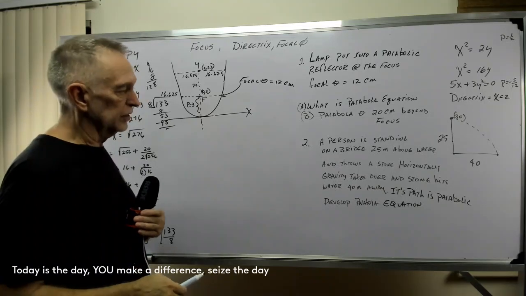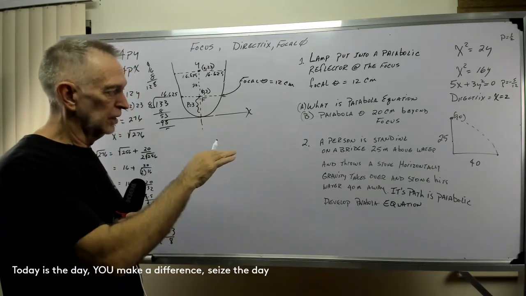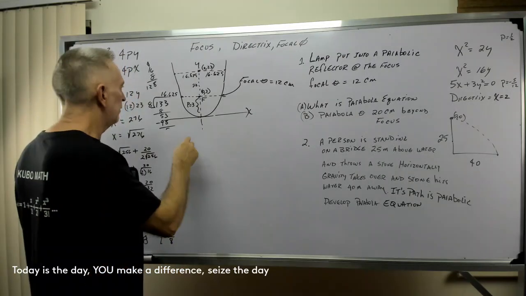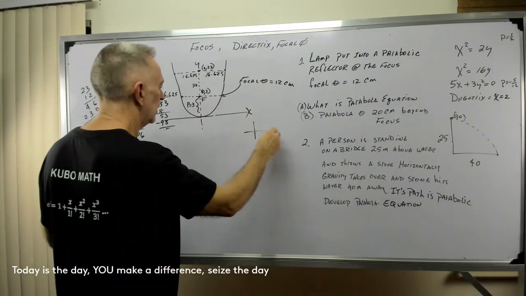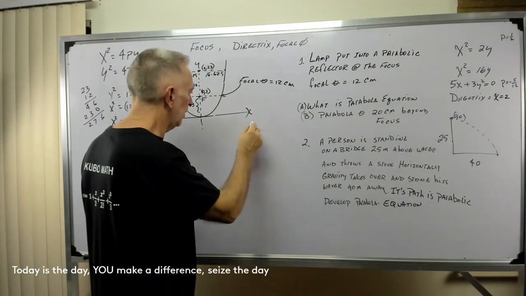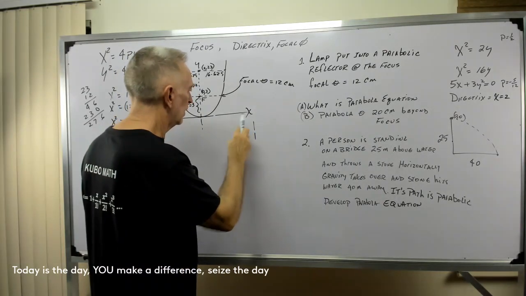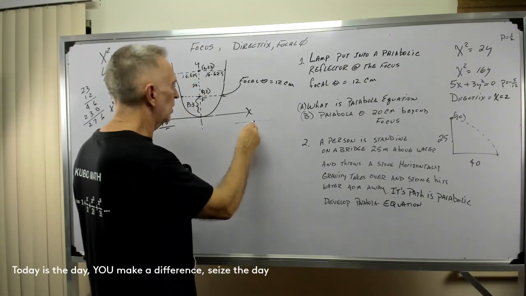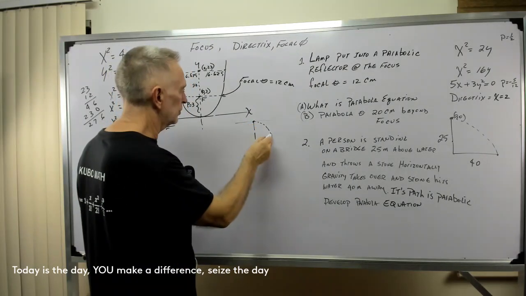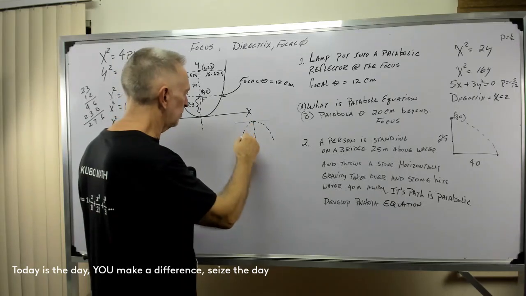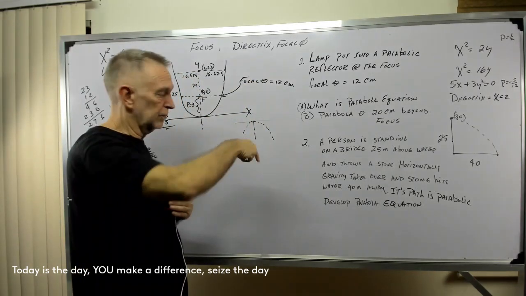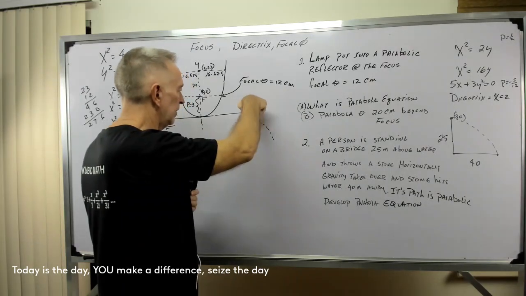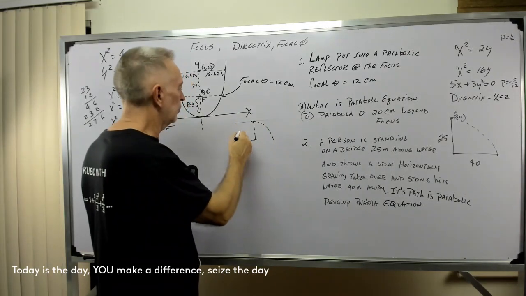So the question is, what's the equation of the parabolic shape? Now, if you think about it, they're standing up here. They're standing right there, and they throw the rock off, and it goes down. So really the parabola is open down, right? And since this is 25 meters down, it's a negative 25.